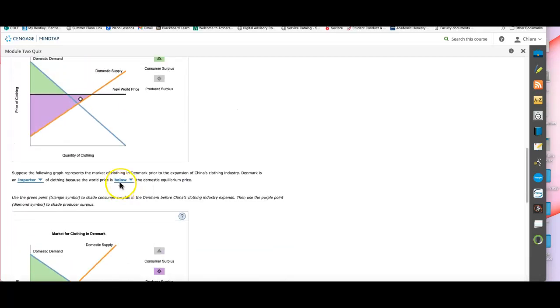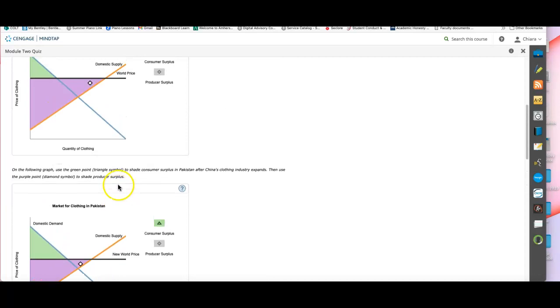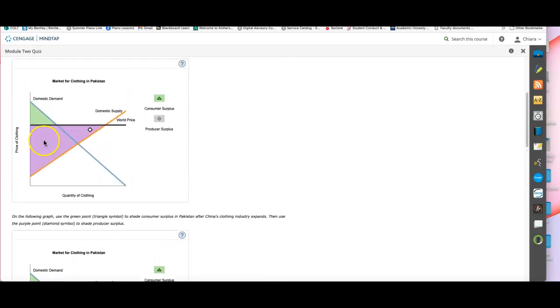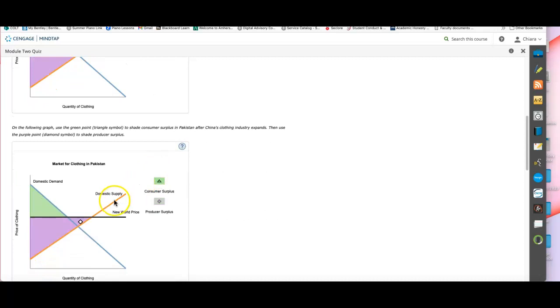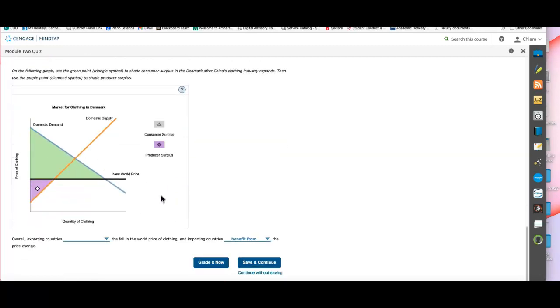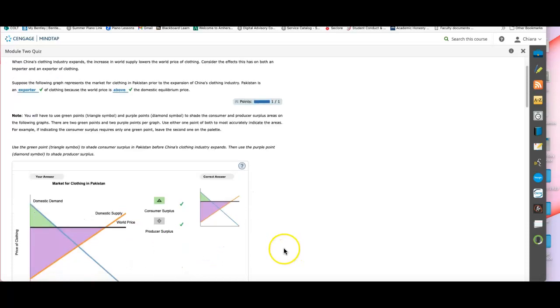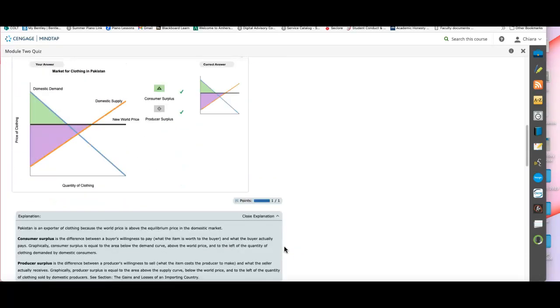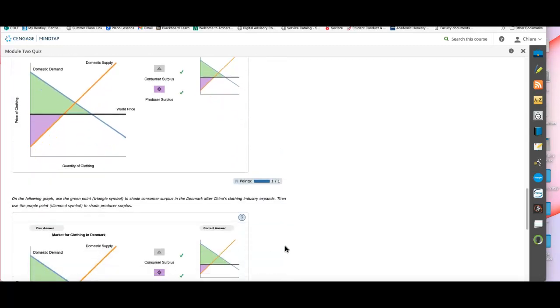Now let's compare up here what happened. If you notice, producer surplus has become smaller. And the total area that is shaded between gray and purple has become smaller. So because the price has gone down, Pakistan is actually not going to benefit. Exporting countries are harmed by the fall in the world price of clothing. And that was all for this question.